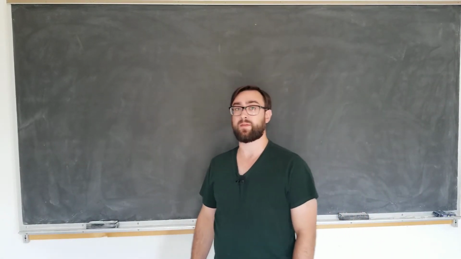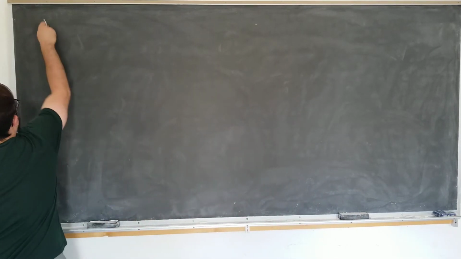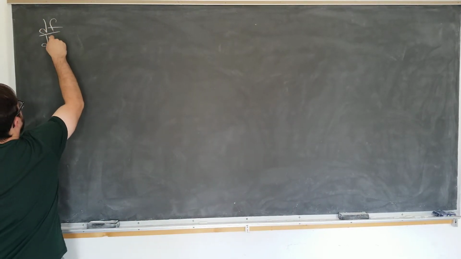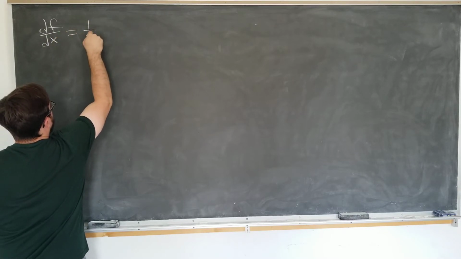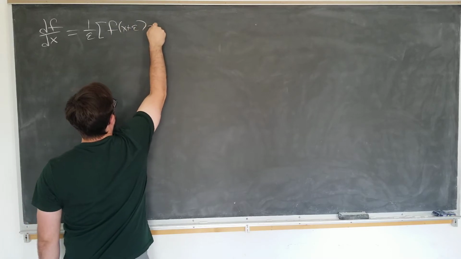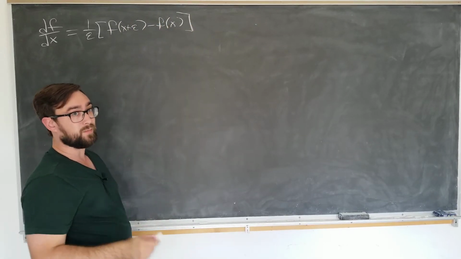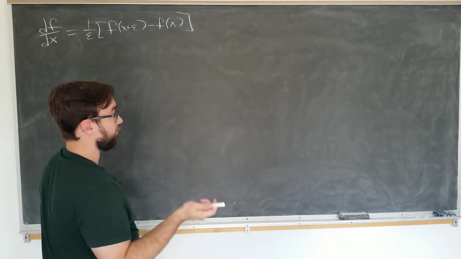Today we'll be deriving the power rule using infinitesimals. We'll be considering the definition of the derivative to be df by dx equals 1 over epsilon times f of x plus epsilon minus f of x, where epsilon is an infinitesimal. In physics we use infinitesimals instead of limits.